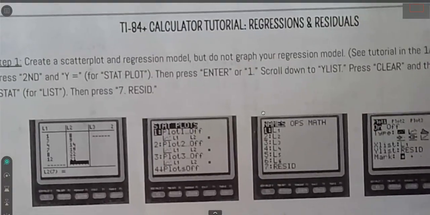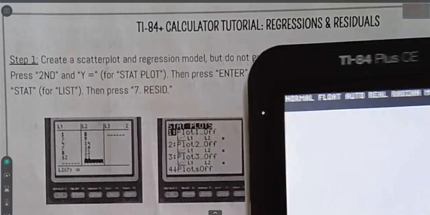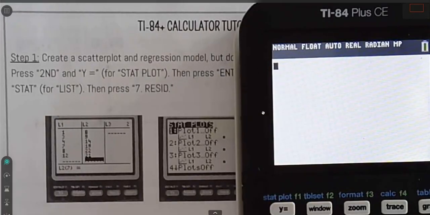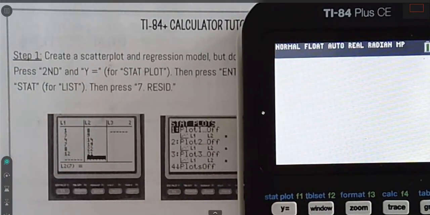All right, so how do we do a residual? Go ahead and take out your calculator. For this example, I'm just going to use the values that are here. You can use whatever values you want.